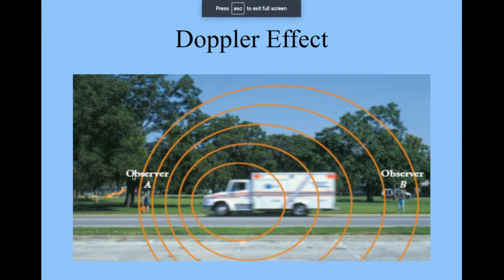Again, Doppler effect, just a picture. Observer A gets high frequency. Observer A gets low wavelength. Observer B gets high wavelength, the length between the waves, and lower frequency.